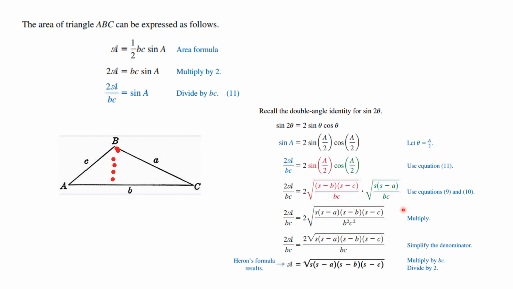And now you have radicals. We can multiply the radicals together. So we're going to get the square root of s times s minus a times s minus b times s minus c all over the square root of b squared c squared. But then I'm going to multiply both sides by bc and divide both sides by 2. And I end up with Heron's formula.